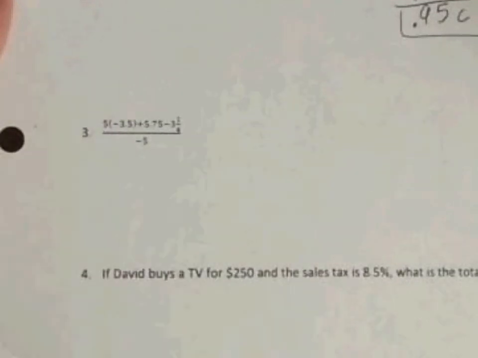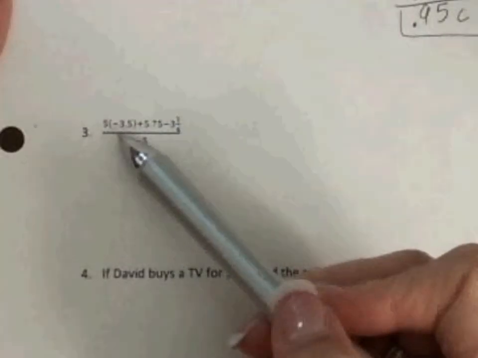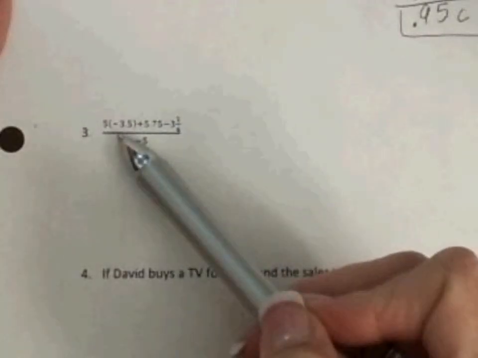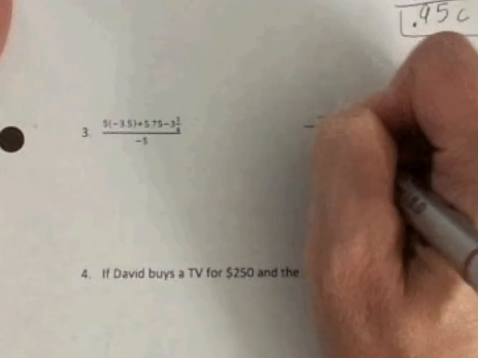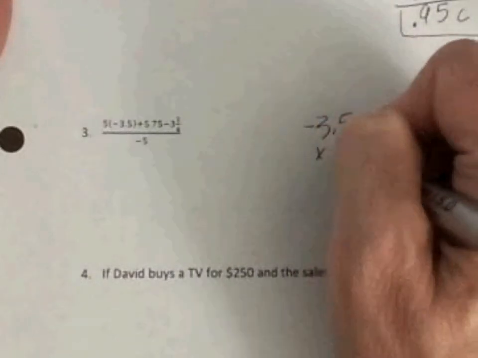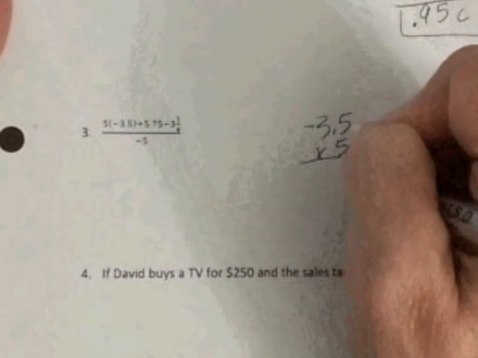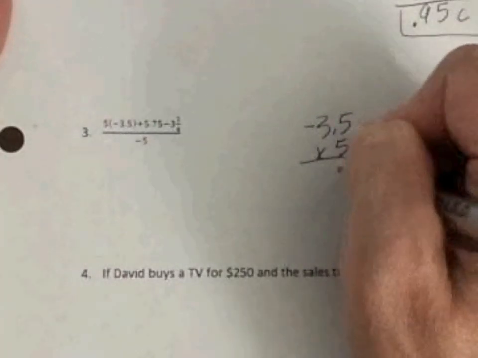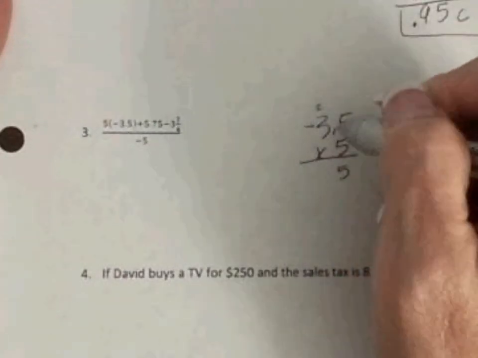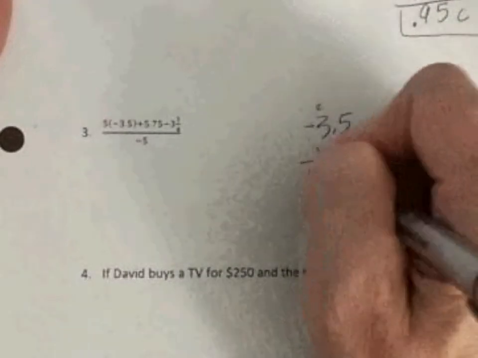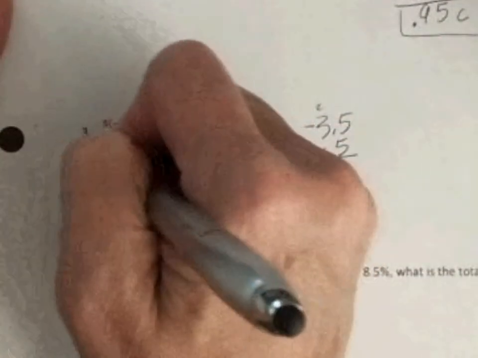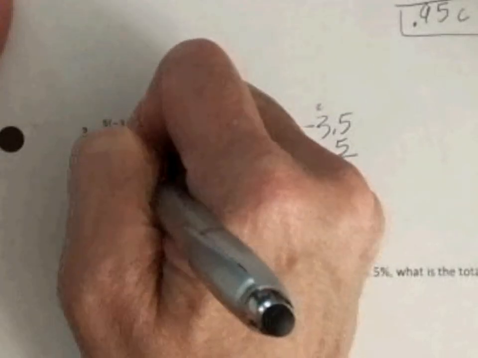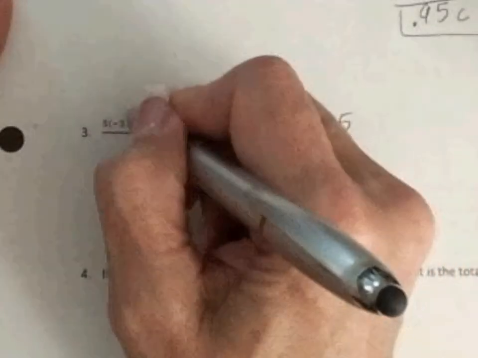So we're going to start. We don't have any parentheses, but we do have multiplication. So negative 3.5 times 5, 15, 16, 17 is 17.5. So all we did is we did this portion of our problem.